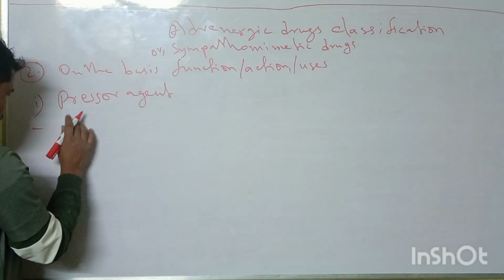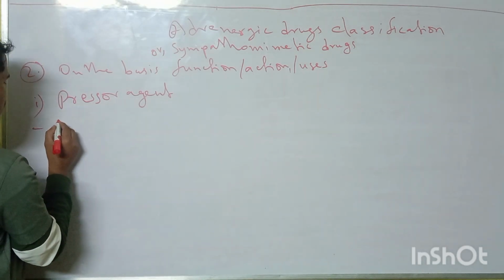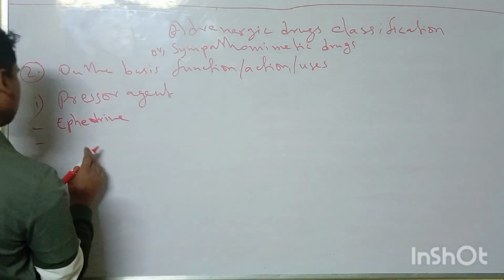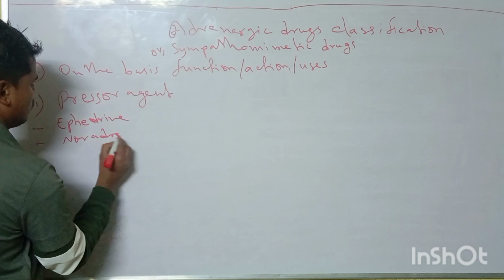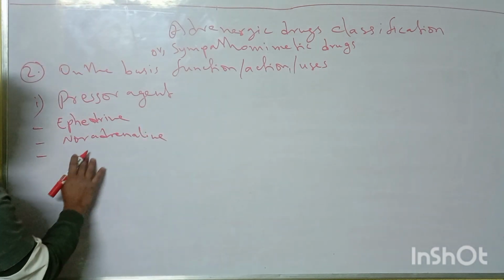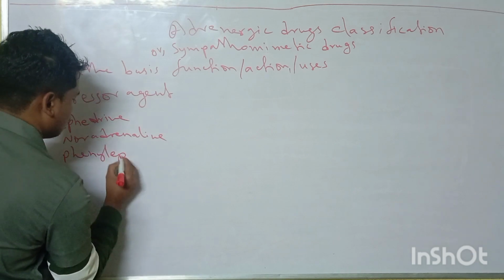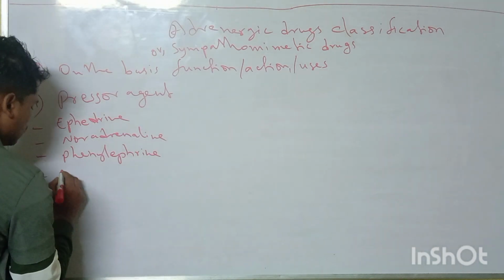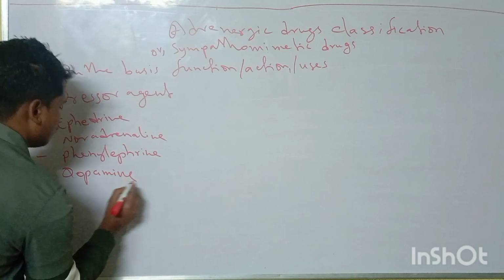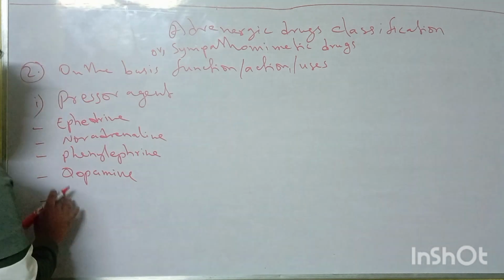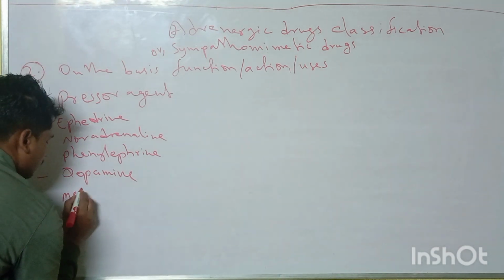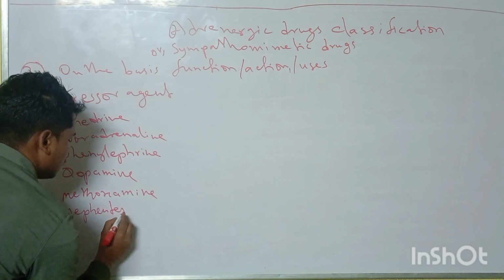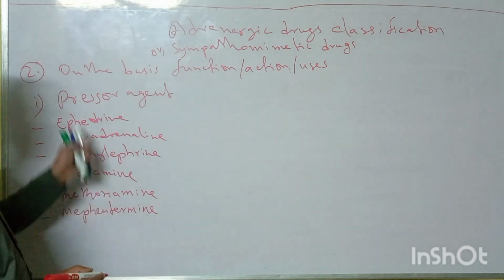What will be the examples? For example, ephedrine, noradrenaline, phenylephrine, dopamine, and methoxamine, mephentermine. These are examples of pressure agent.